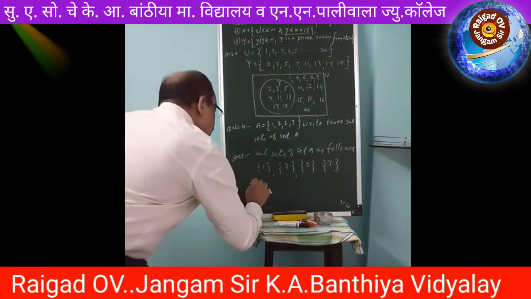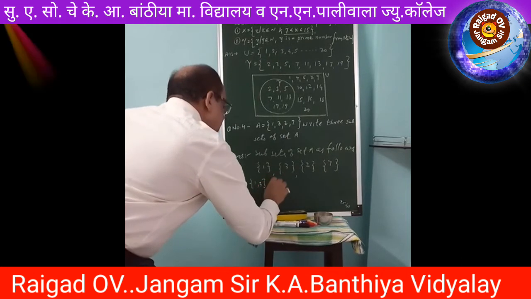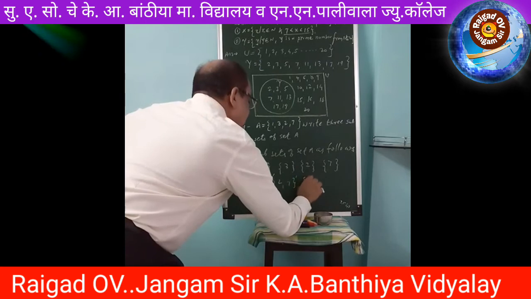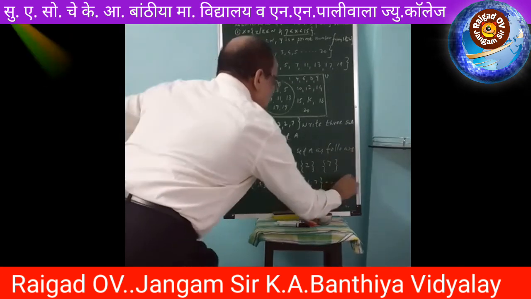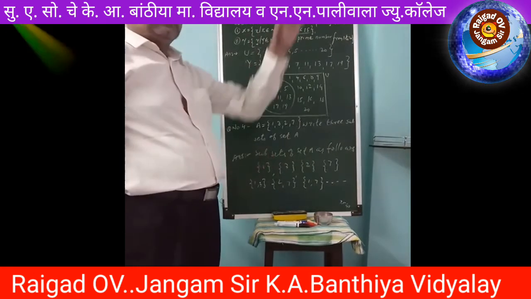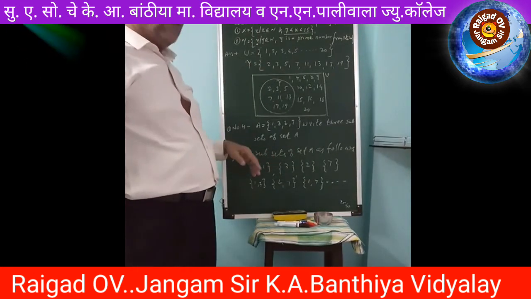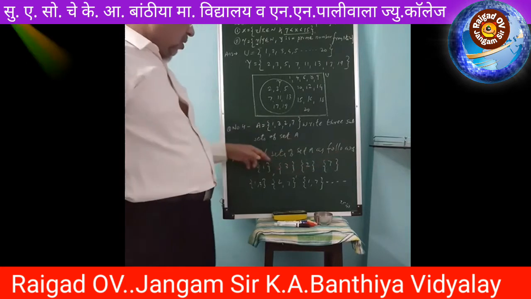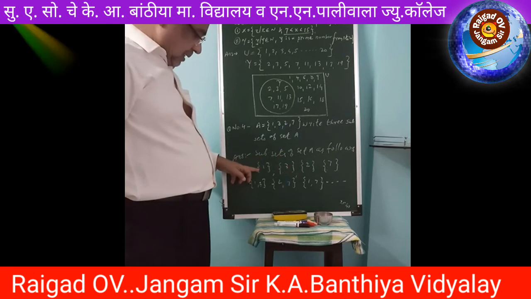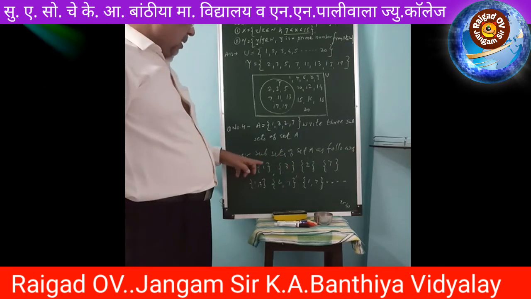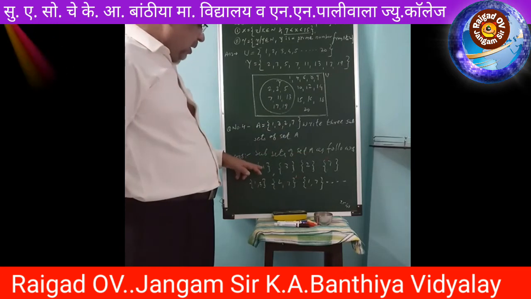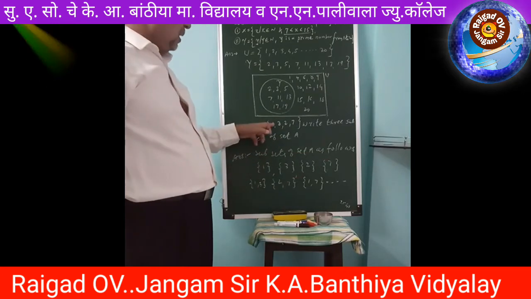Also we write 1, 3. Also we can write 2, 7. Also we can write 1, 7. In this way we can write so many subsets of set A. Why? These all are subsets of set A, because every element of this set, suppose you consider the sets B, C, D, E, F, every element of this set is in set A.